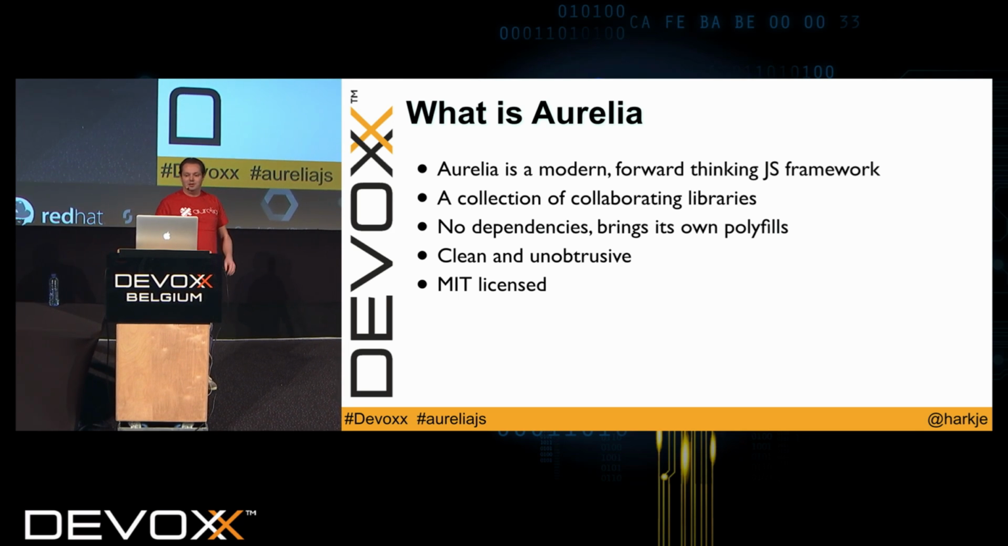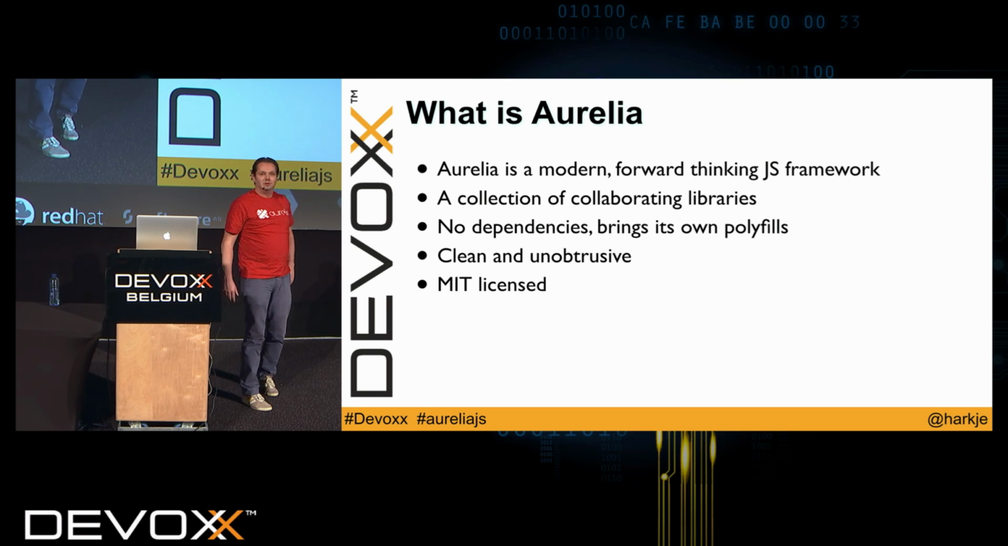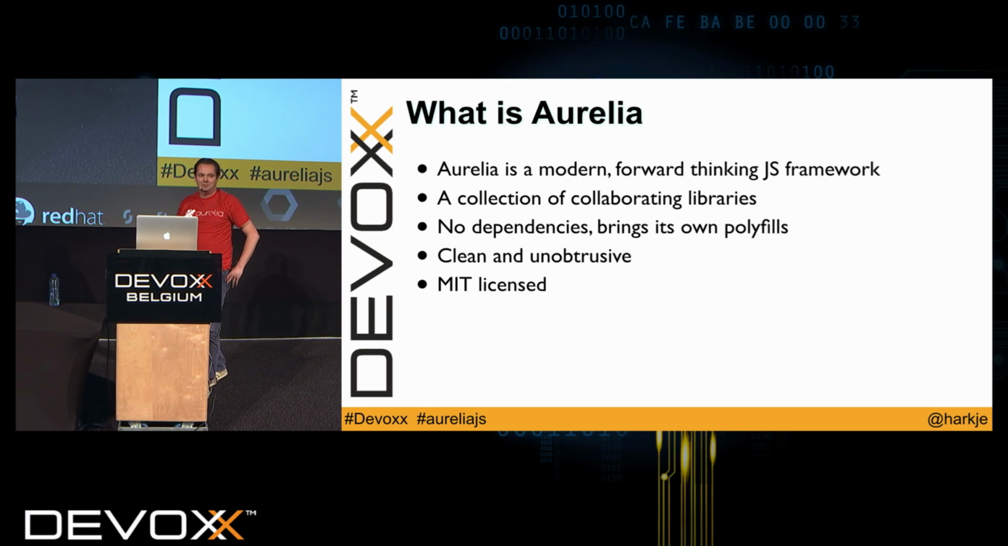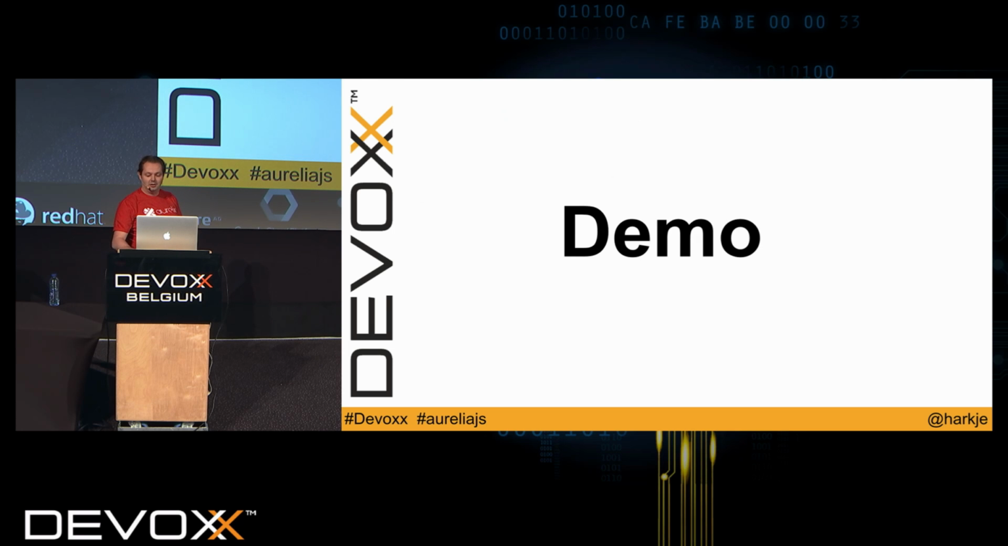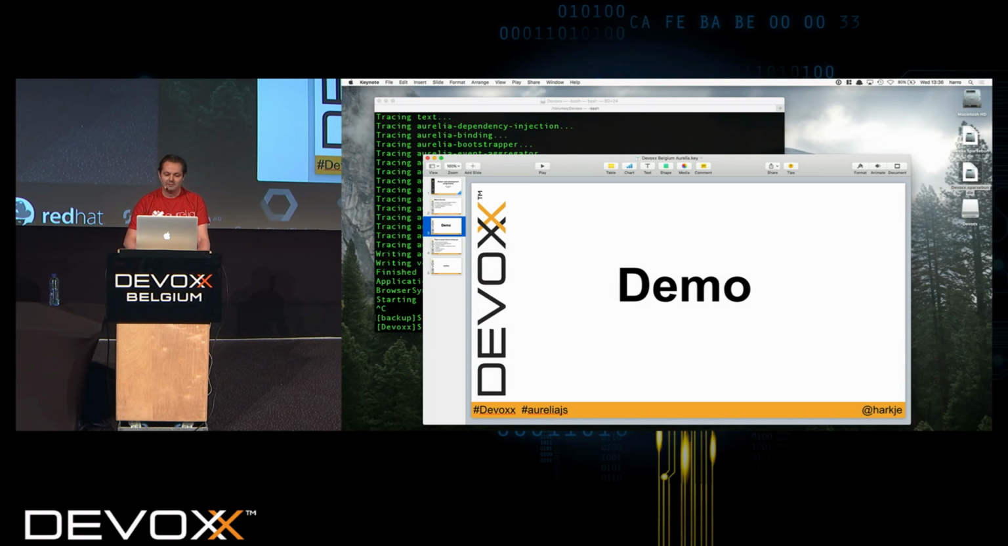It has everything that you need. It does not have any dependencies other than the build. The build is based on gulp and npm, so there are your dependencies. But other than that, it doesn't have dependencies. It brings its own polyfills for when your browser doesn't support a specific technology. It's free to use. It's MIT license, so that's pretty permissive. And what I like best about it is that it's clean and unobtrusive. And this is what I want to show you in a small demo.